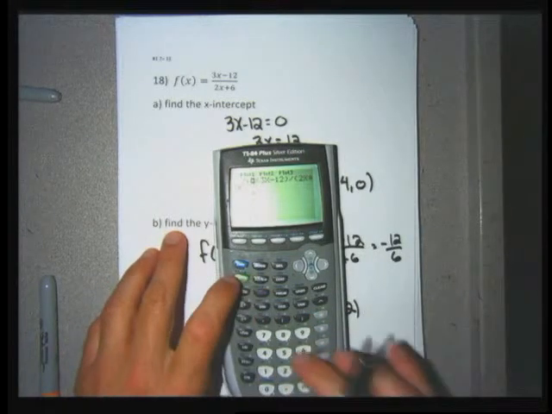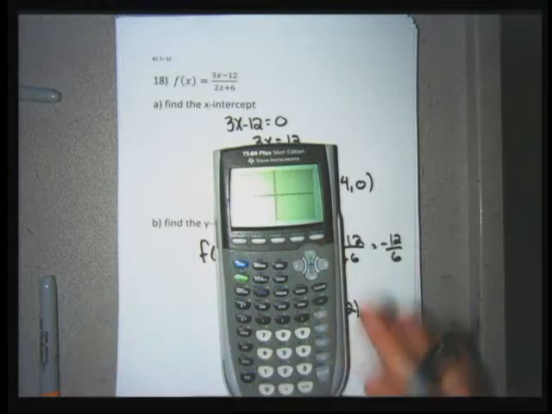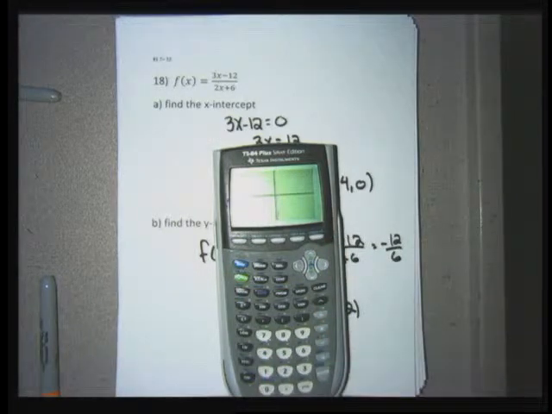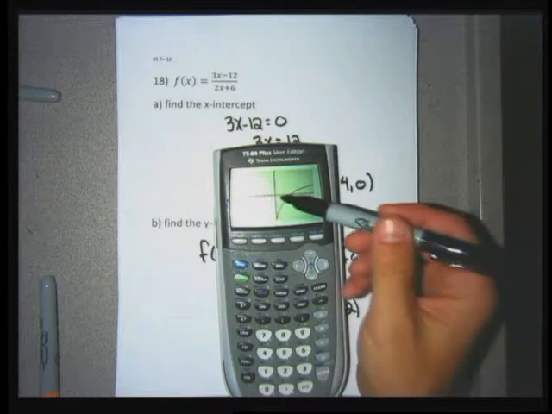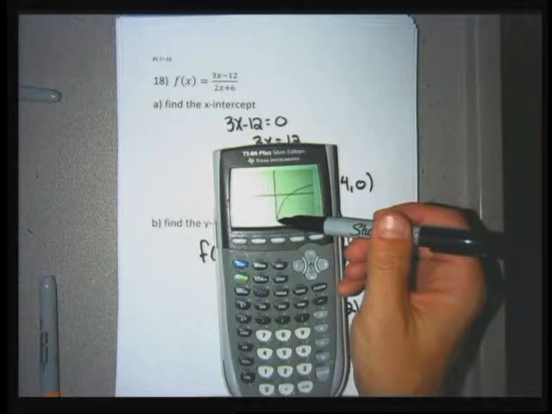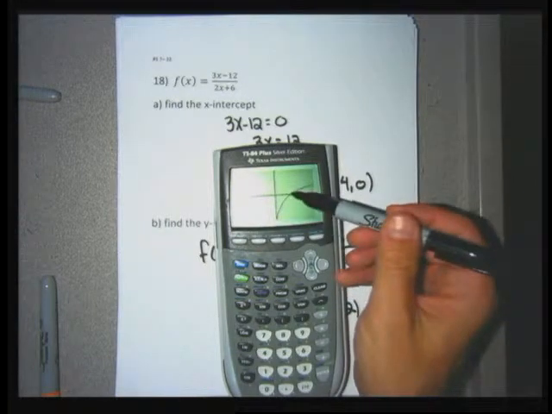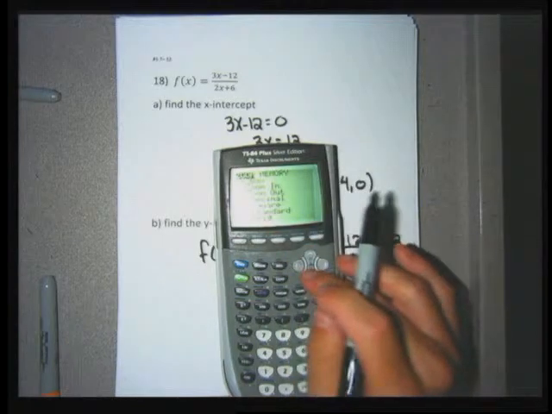Again, when I graph a fraction, I have to put both the numerator and the denominator in parentheses. The window is not the best window, but it is actually not so bad. The graph is supposed to cross the y-axis at negative 2, which is right there, and the x-axis at 4, which is right there. If I just go to a standard window, I might be able to see this better.